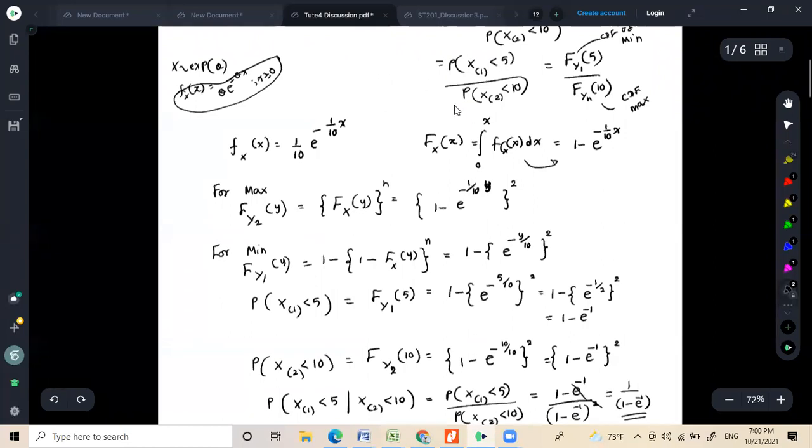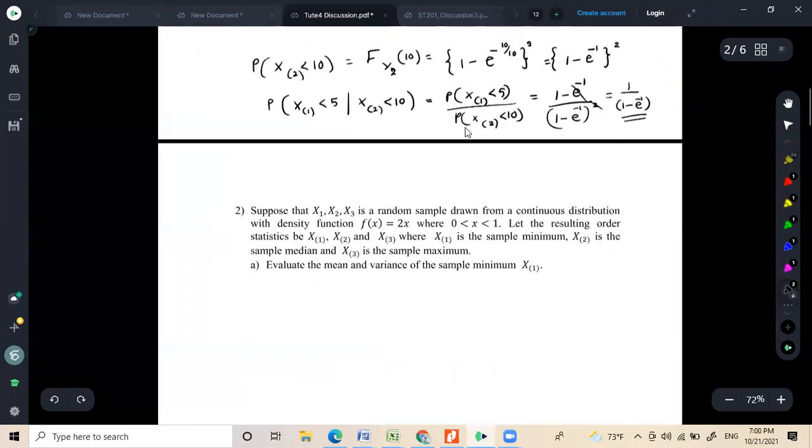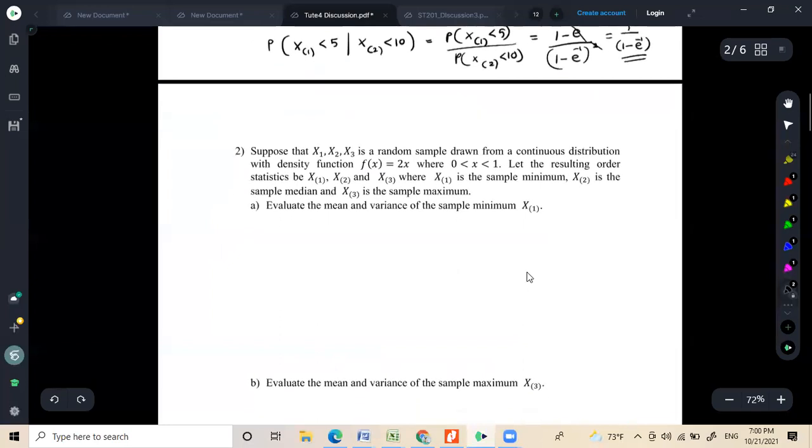Okay, so let's move on to question number 2. Another order statistics one. Suppose X1, X2, X3, only the sample size is 3, is a random sample drawn from a continuous distribution with the density function given there. Let the resulting order statistics be Y1, Y2, Y3. So you have the minimum, median, and maximum. Y1 is the minimum, Y2 is the median, and Y3 is the maximum. Evaluate the mean and the variance of the sample minimum. That means you have to find the density of the minimum first. So let's start with that one.